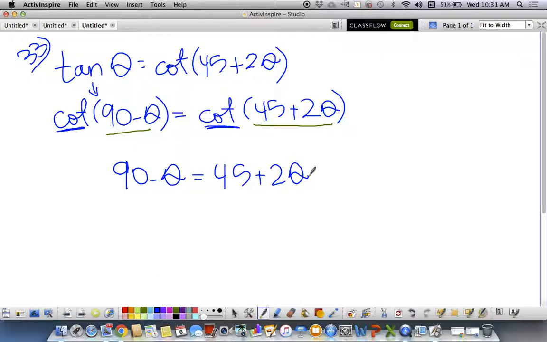I'm going to subtract 45 and add a theta. I think I get 45 equals 3 theta. 45 degrees really equals 3 theta. Divide by 3. Theta equals 15 degrees. I think that's all it's asking for.